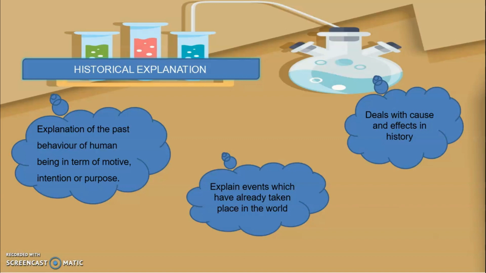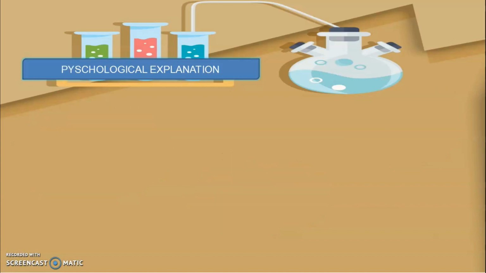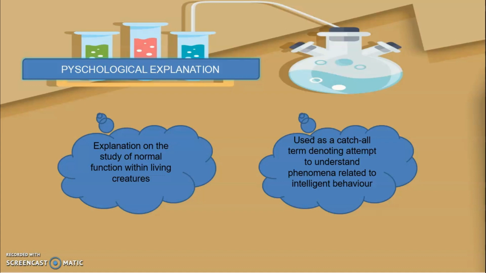And the last type of explanation is psychological explanation. Psychological explanation is based on the study of normal function within living things, and frequently psychological explanation is used as a catch-all term denoting any attempt to understand phenomena related to intelligent behavior.